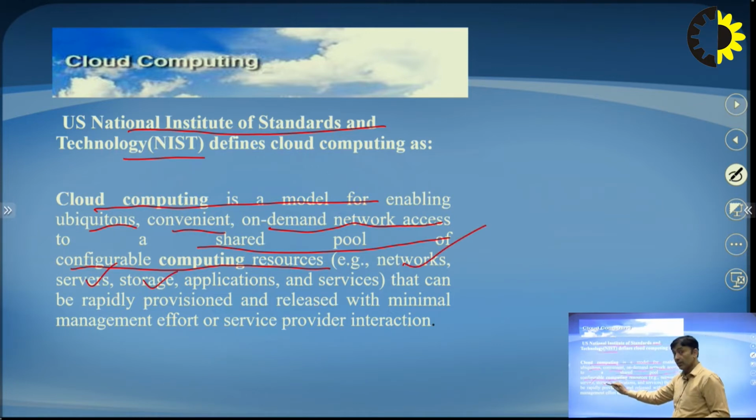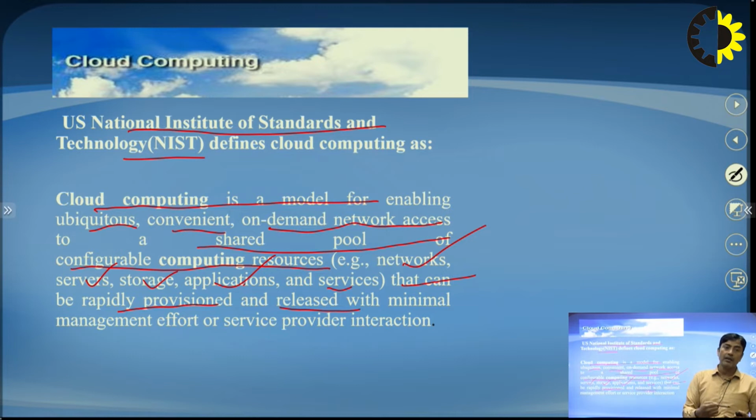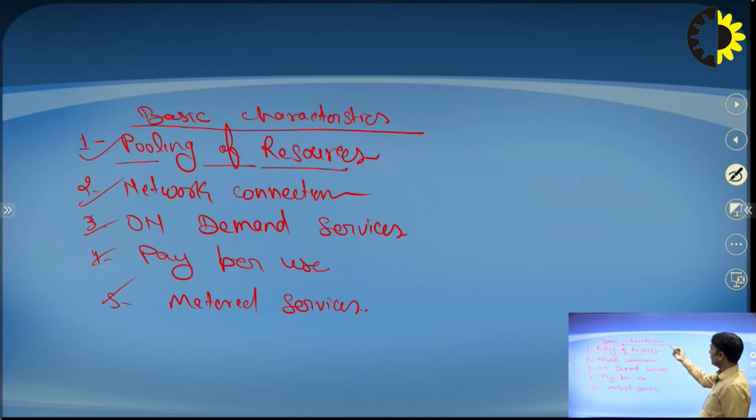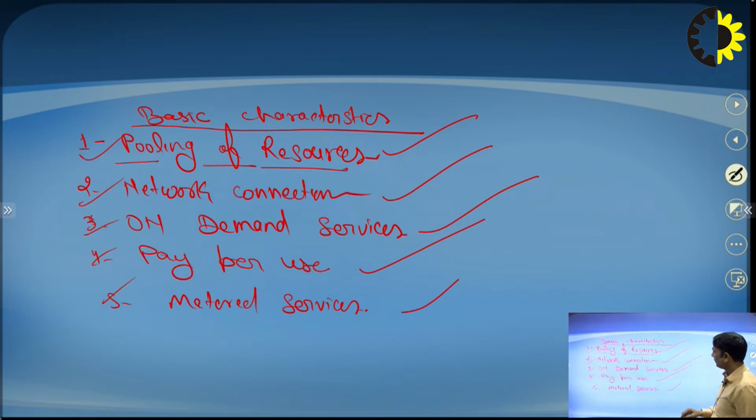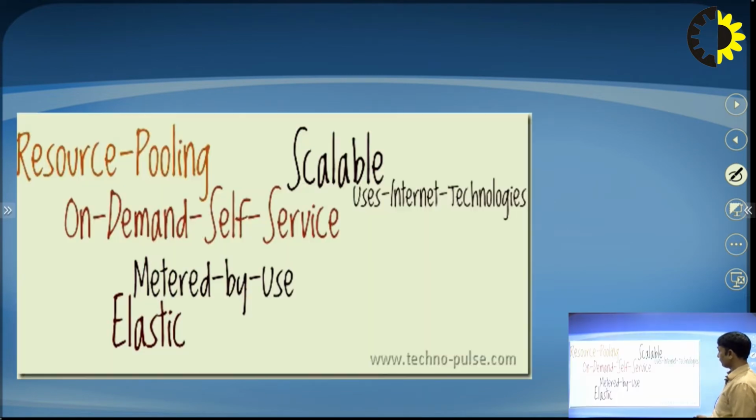These are the infrastructure as a service, infrastructure, application. This is the SaaS, software as a service, and other services like database, runtime environment, testing tools that can be rapidly provisioned and released with minimal management effort or service provider interaction. Okay. So, this is basically cloud computing. Now, these are the 5 basic characteristics: pooling of resources, network connection, on-demand service, pay-per-use, metered service. Okay. Pay-per-use.